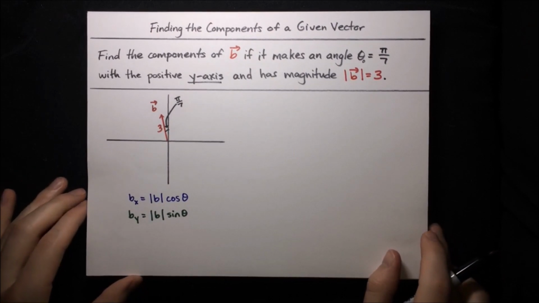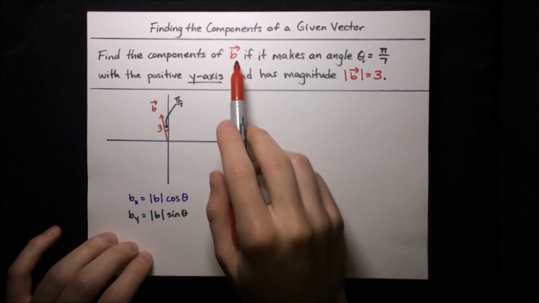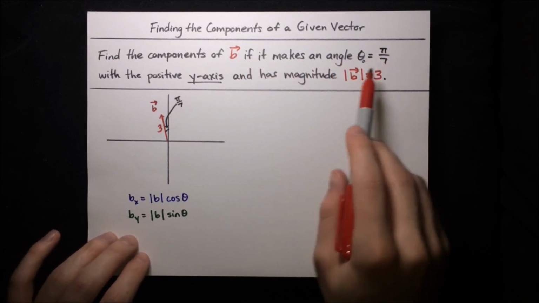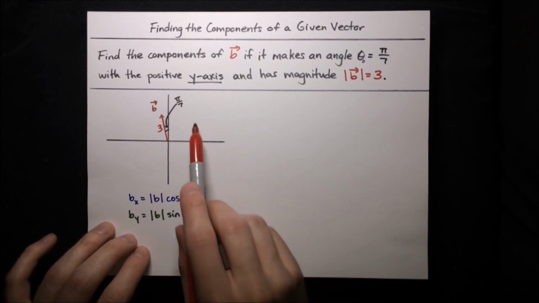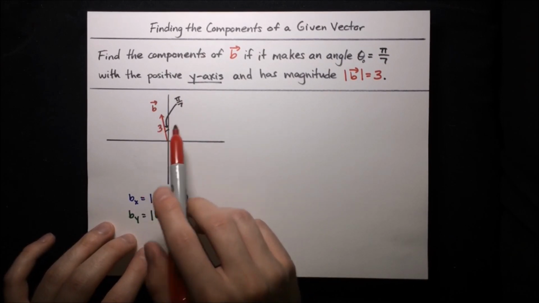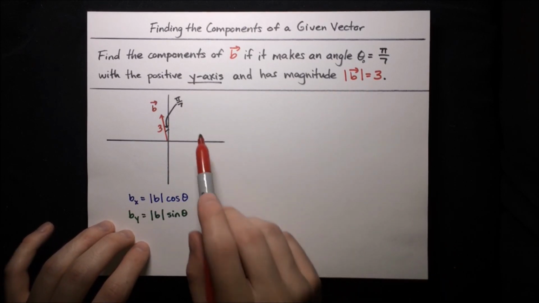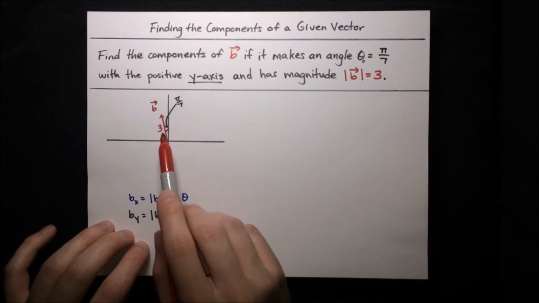All right, here's a final example. So we want to find the components of this vector b if it makes an angle theta naught of pi over 7 with the positive y-axis this time. So not the positive x-axis, the positive y-axis. And it has magnitude of 3. Okay, so we've got a diagram here. It's not the positive x-axis, it's the positive y-axis.